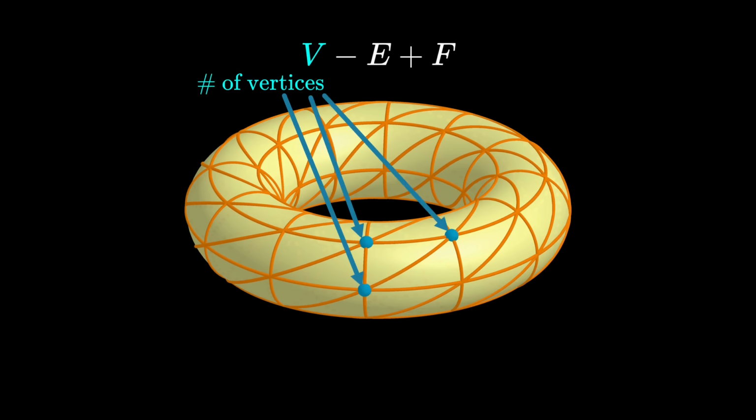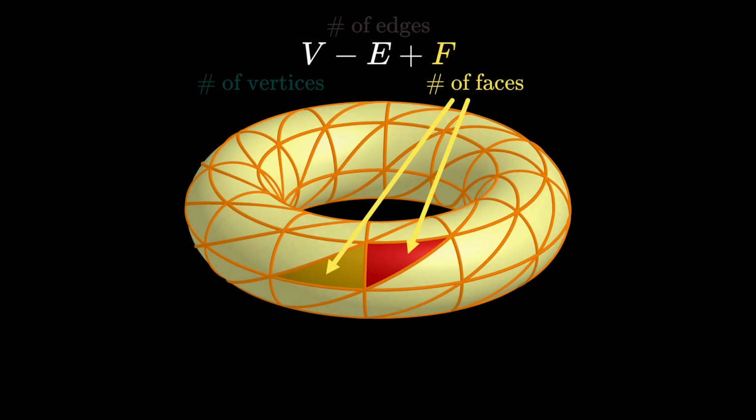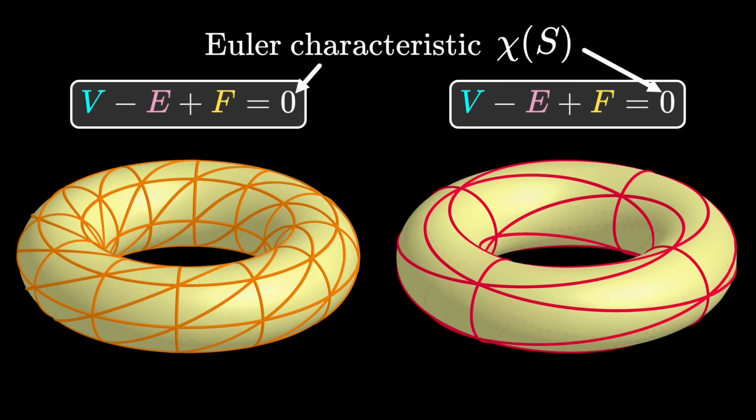First, divide the surface into triangles, and then compute this quantity v minus e plus f, where v denotes the number of vertices in the triangulation, e denotes the number of edges, and f denotes the number of faces or regions. It turns out that v minus e plus f is the same for any triangulation on a given surface S, called the Euler characteristic of the surface, denoted as chi of S.